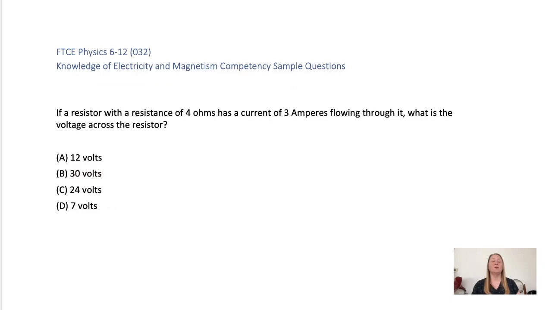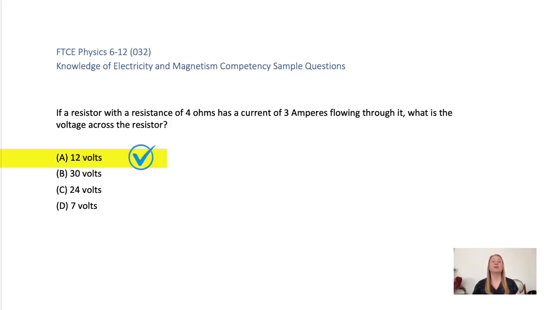If a resistor with a resistance of 4 ohms has a current of 3 amperes flowing through it, what is the voltage across the resistor? A, 12 volts, B, 30 volts, C, 24 volts, or D, 7 volts. Let's do the process of elimination. B, 30 volts would come from 10 amps, not 3. C, 24 volts would require 6 amps. D, 7 volts doesn't match any correct I times R combo here.